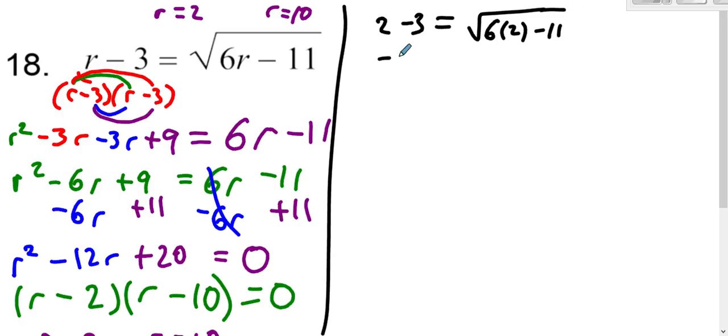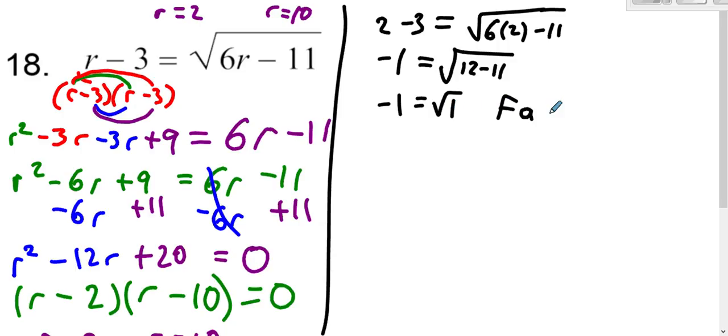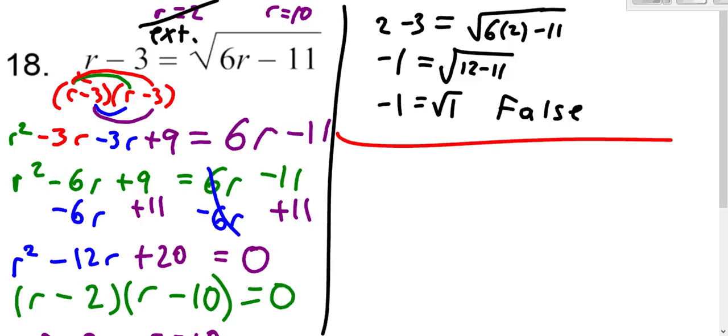So 2 minus 3 is negative 1. That's 12 minus 11. Square root of negative 1 is not negative 1. That's false. So this one's extraneous. Which usually the 10 will work. If one of them doesn't work, the other one usually does. Not always, but usually. So now plug in the 10.